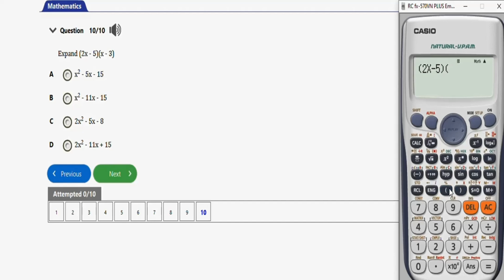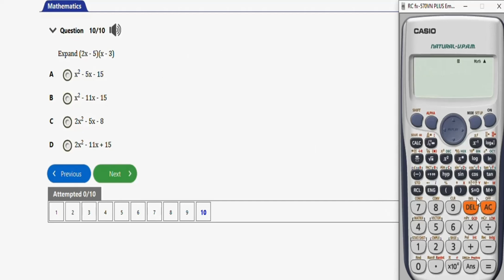Then we have x minus 3, close the bracket. Press equals: 1. So guys, we're having 1 right now. Let's simplify the options. Any option that gives us 1 will be the answer to this question.